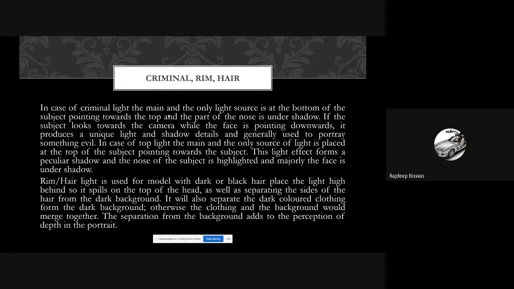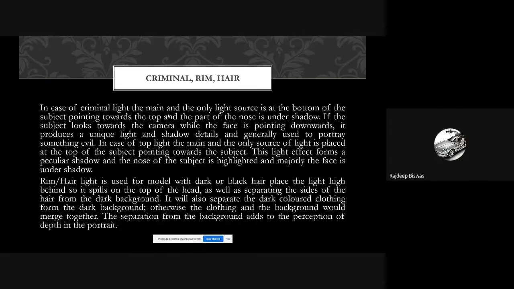Generally, if you try to imagine the yesteryear's black and white movies, you might remember that the devils or the evil characters were portrayed using criminal light. Now, in case of top light, the main and the only source of light is placed at the top of the subject, pointing towards the subject, just above the subject. Why I'm saying all these things, I'll come to the images and then you will understand. Okay.